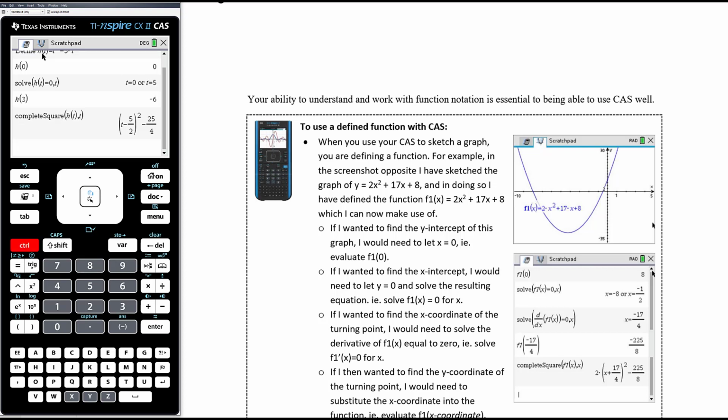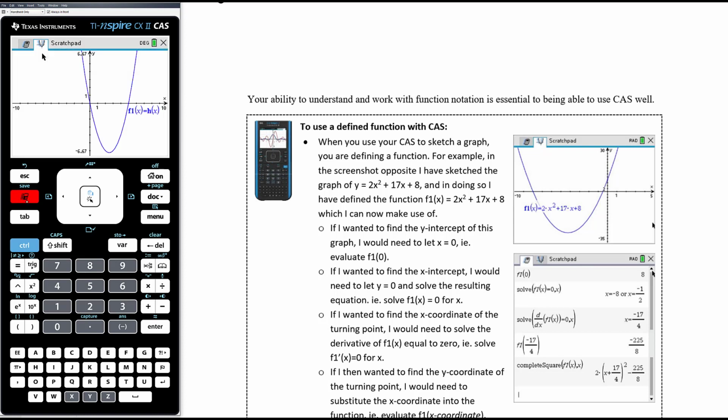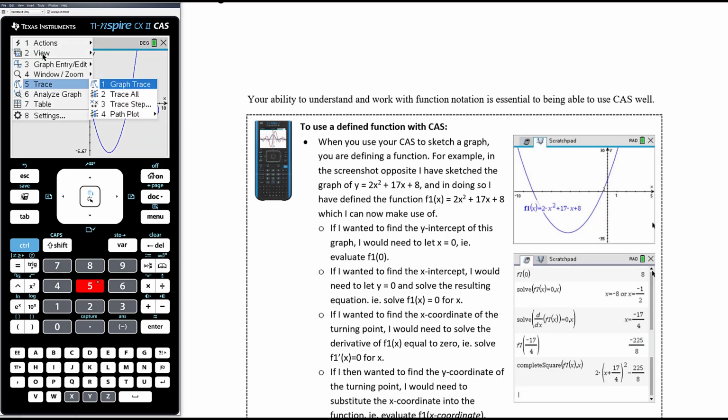You can also graph it as we did, but being careful that you must be in terms of x, so f of x. Just a word on using your CAS to graph. I would absolutely draw the graph and have a look at what it looks like, but I would not find any key points here in the graphing screen. Yes, you can use graph trace to find key points.